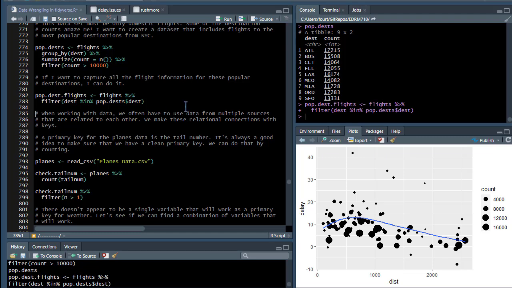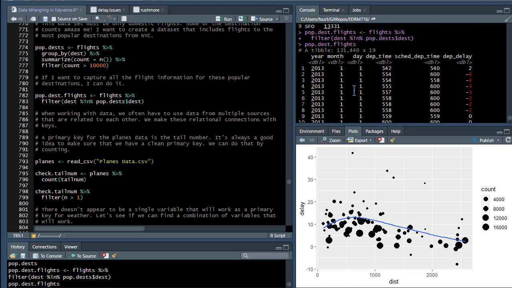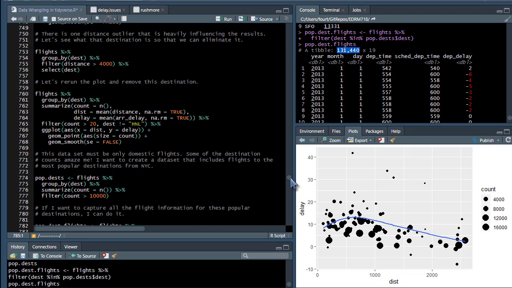So if I were to look at pop.dest.flights, I'm just curious to see how big this data set is. 131,440 flights out of New York City are only to those 9 popular destinations in the year 2013 where this data set came from. Now, when we did summarizing up here, you saw me start to use some different things.